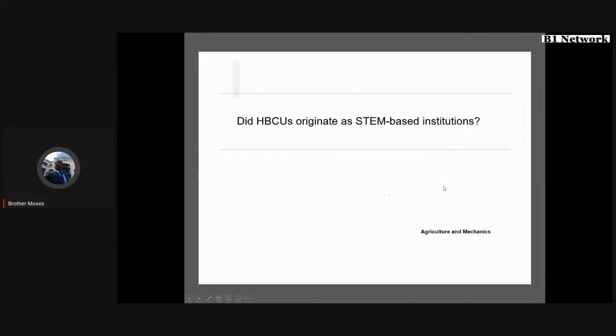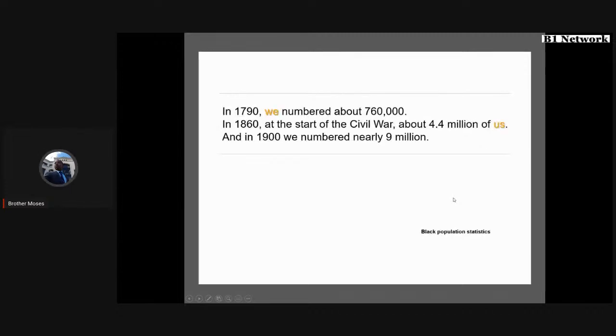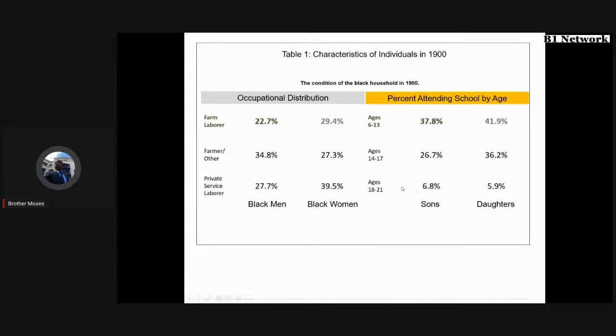Did HBCUs originate as STEM-based institutions, agricultural and mechanics? That is something that I would put on there just to stimulate thought. Not really sure about this one here. In 1790, we numbered around 760,000. In 1860, at the start of the Civil War, about 4.4 million of us. And in 1900, we numbered nearly 9 million. So that is the context of the period that we could present. I don't know if I'm gonna use that one though.